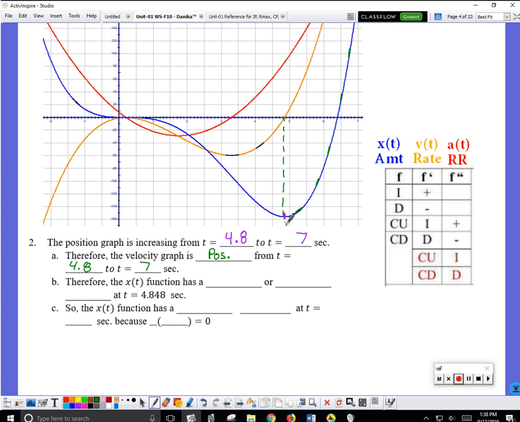The exact moment when the position values started to go up was the exact moment when the velocity values became positive. That's what the chart is telling me.